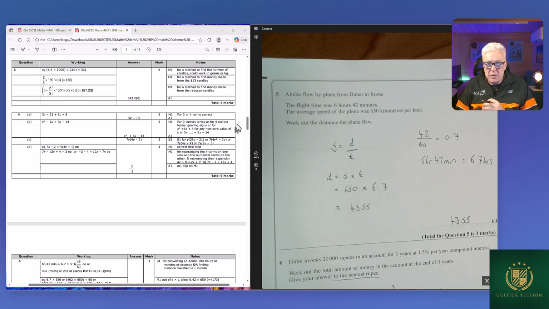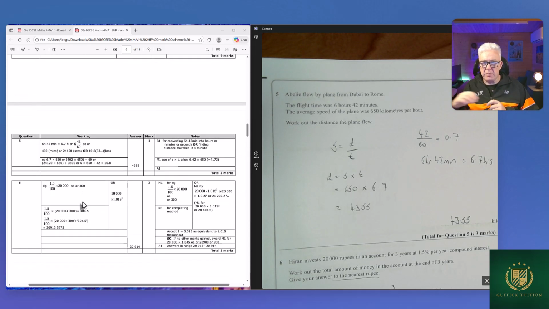Okay, so we've got: a plane flew from Dubai to Rome. The flight time was 6 hours and 42 minutes to fly from Dubai to Rome. The average speed of the plane was 650 kilometers per hour. Work out the distance that the plane flew.